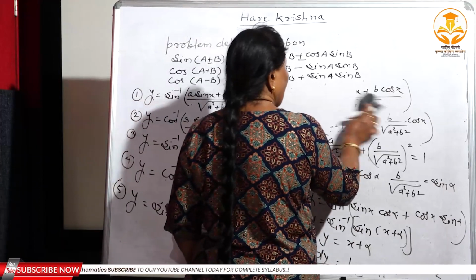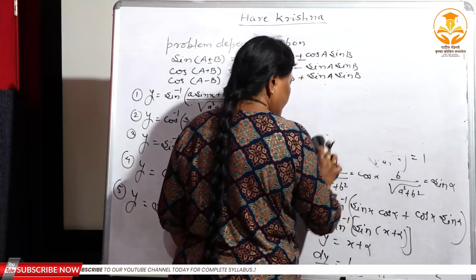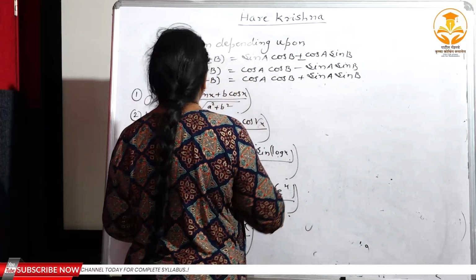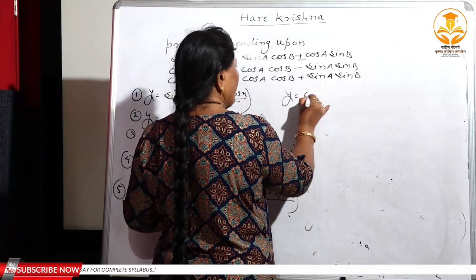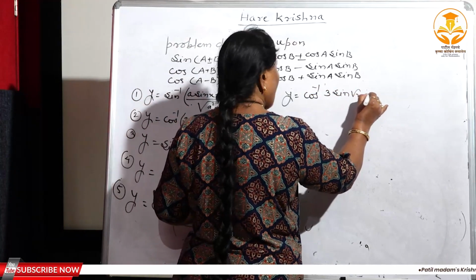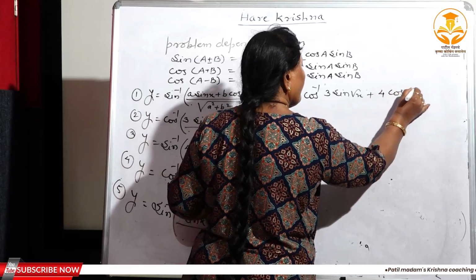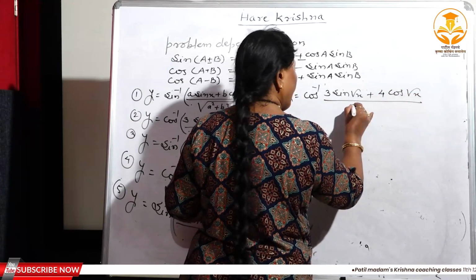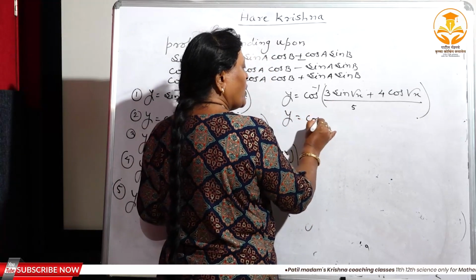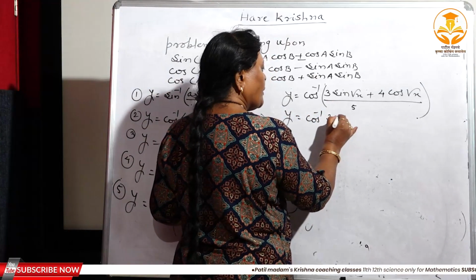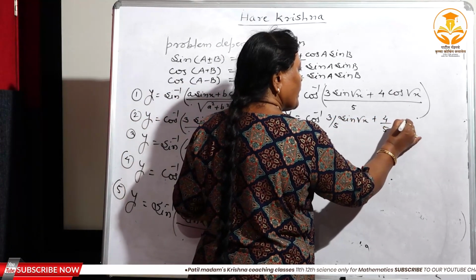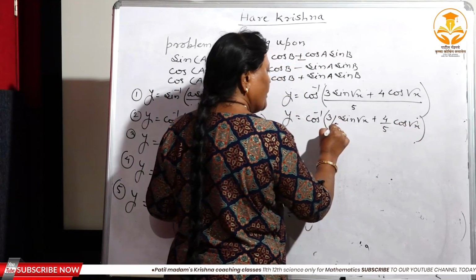Now a simple one, there is another problem I will take, see, same procedure you have to follow. Suppose I consider y is equal to cos inverse of 3 sin root x plus 4 cos root x divided by 5. Again, what is your first step? First you have to separate the constant, cos inverse of 3 by 5 sin root x plus 4 by 5 cos root x. What is your next step? What you have to do?